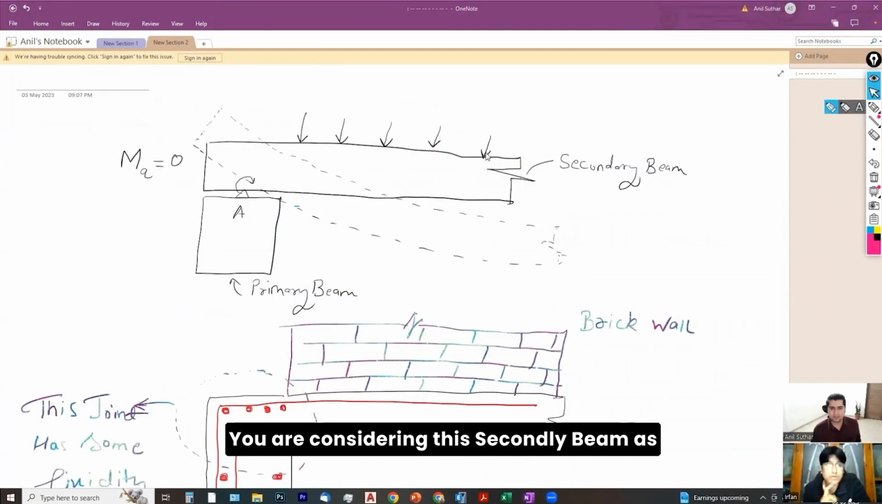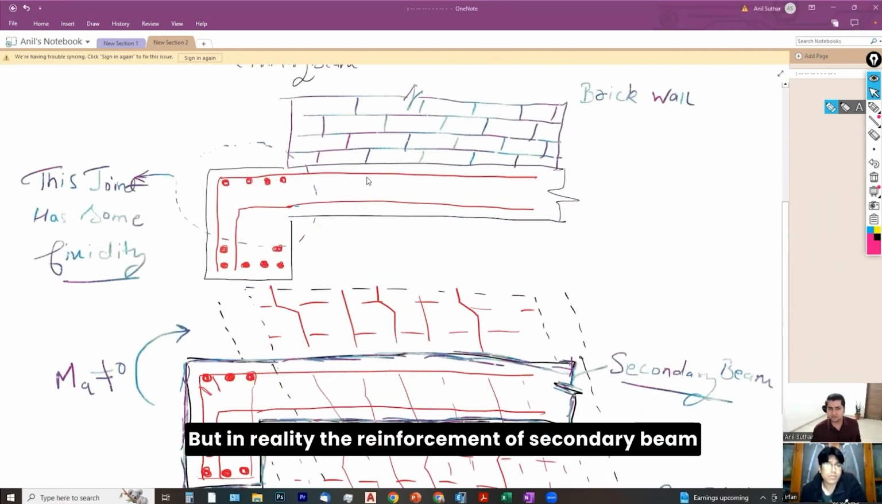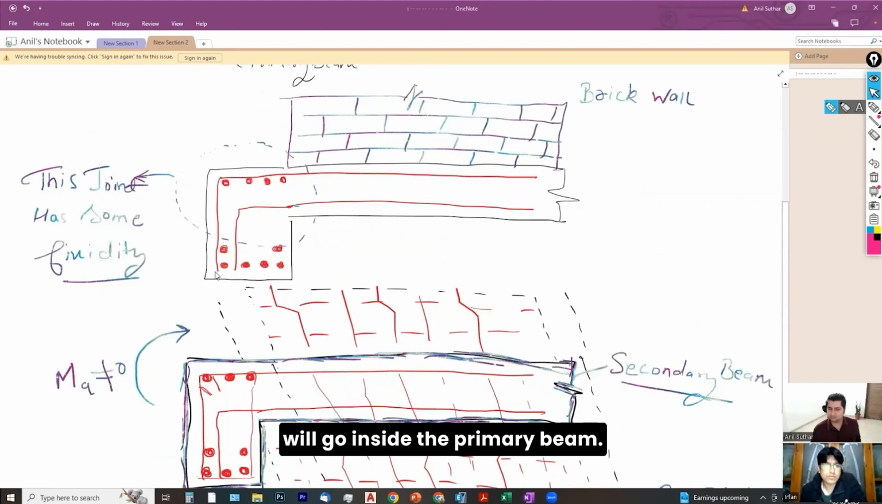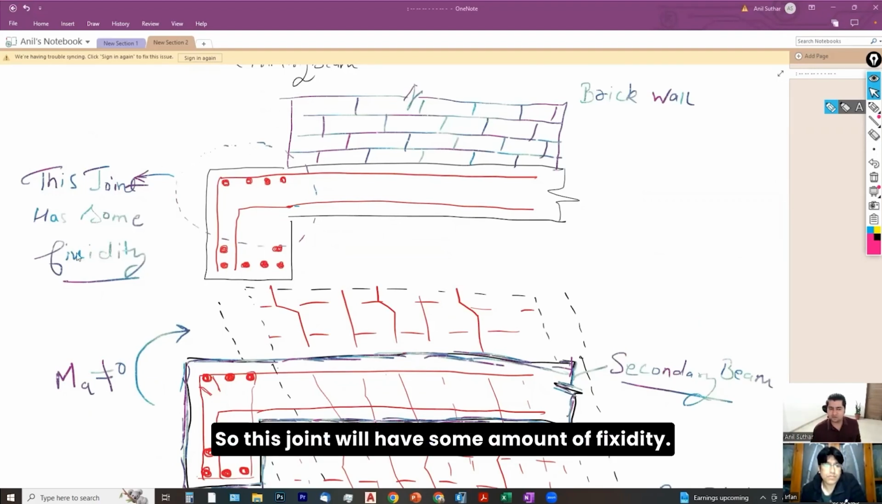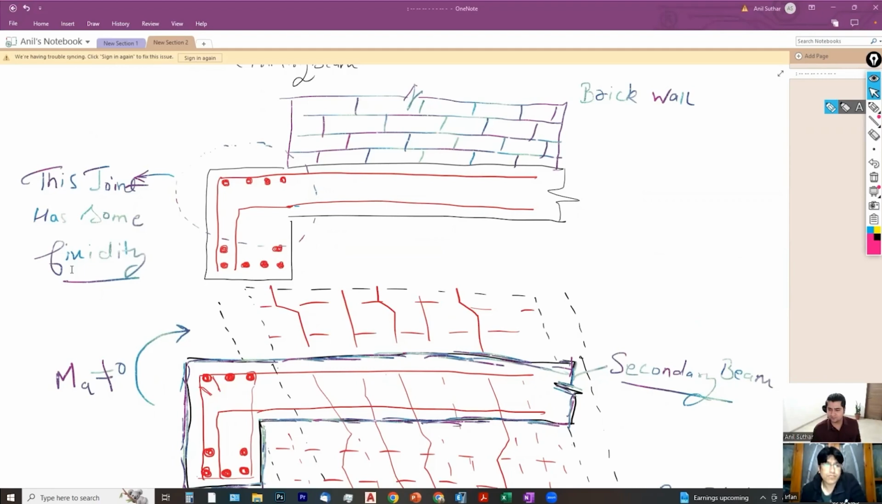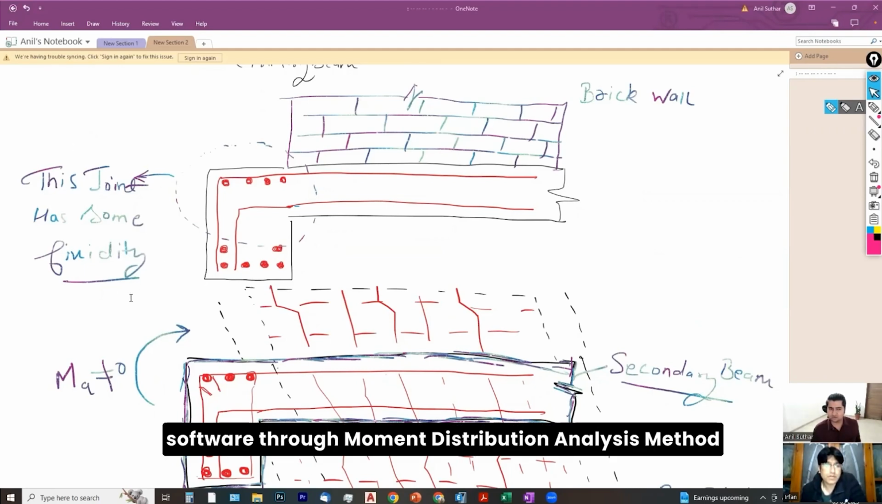Yes, sir. Okay. You are considering this secondary beam as a simply supported beam on the primary beam, because you are considering the moment at this end as 0. But in reality, the reinforcement of the secondary beam will go inside the primary beam. So this joint will have some amount of flexibility. Okay, this flexibility will be calculated by ETABS software through the moment distribution analysis method.